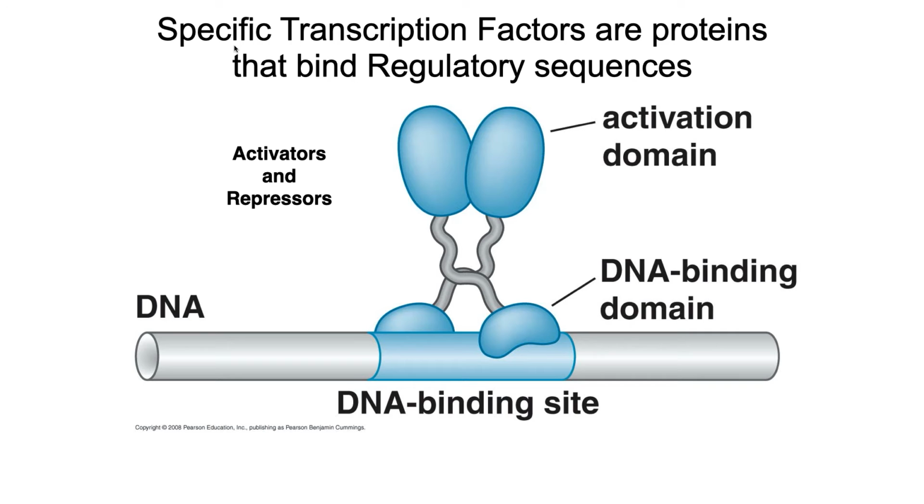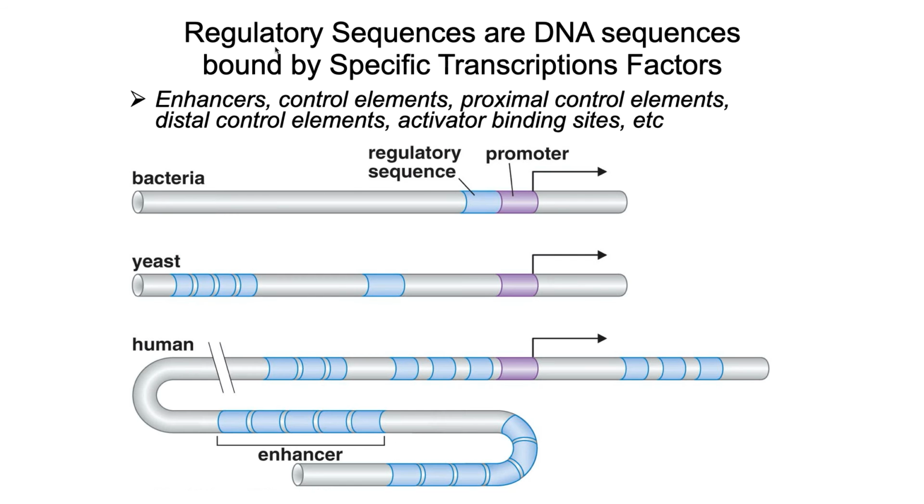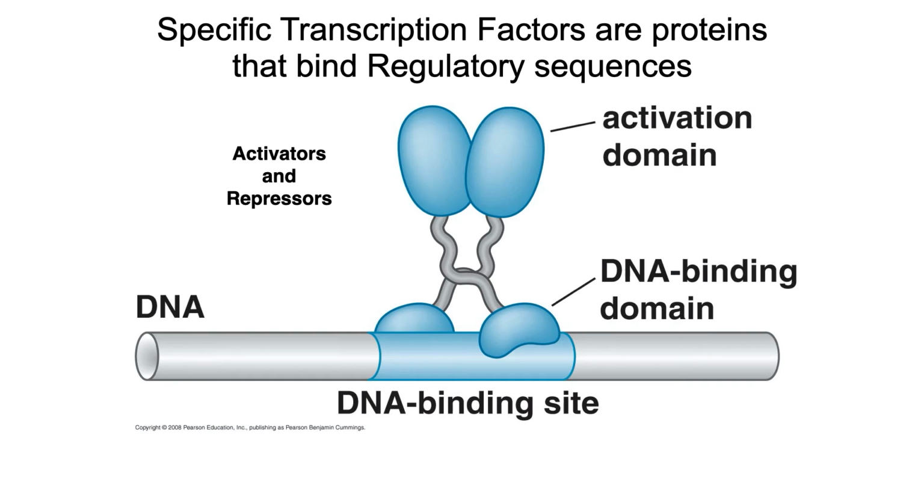Your TF2D, your TF2A and B, those are general transcription factors. These are specific transcription factors. They do not bind to promoters. They instead bind to regulatory sequences, okay, to these various enhancers, control elements, etc. They do not bind to the promoter. Now, what do they do?